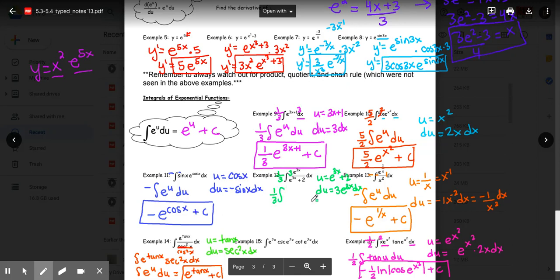And what does this turn into? What's going to replace the top? And what's going to replace the bottom? What does that turn into? Du over u. And from previous section, du over u integrates to the natural log of the absolute value of u plus c.